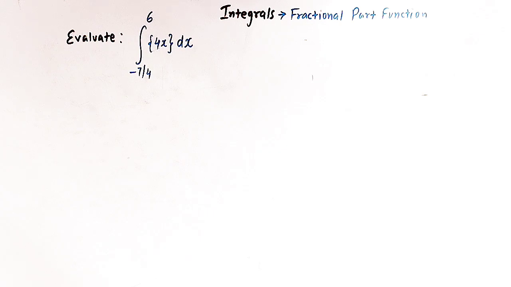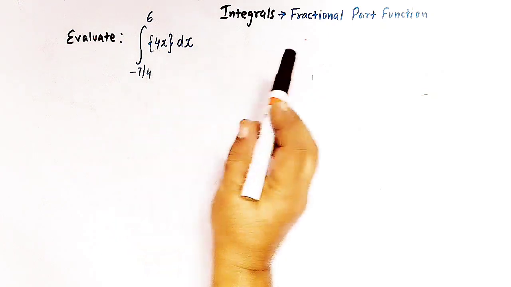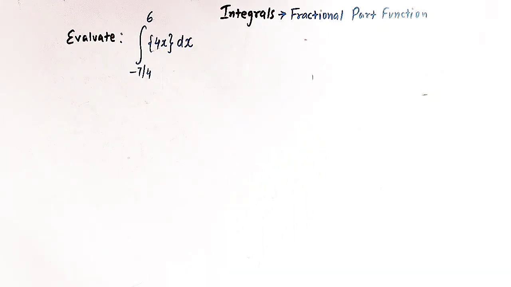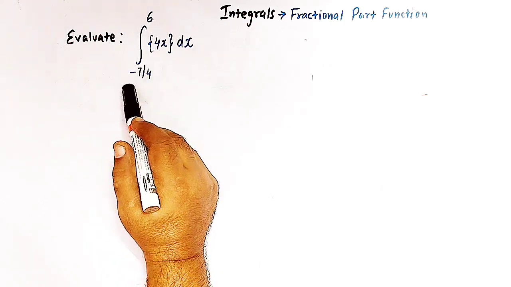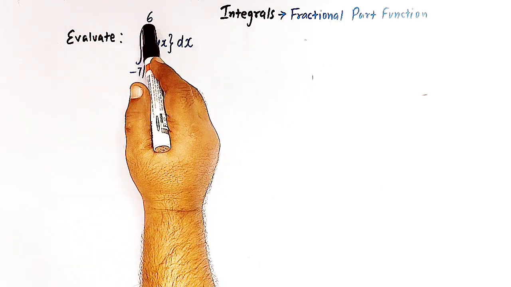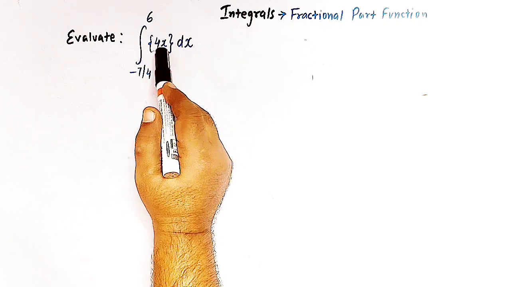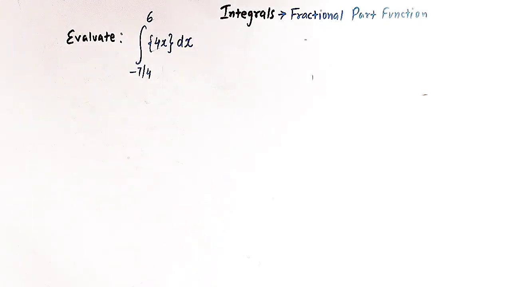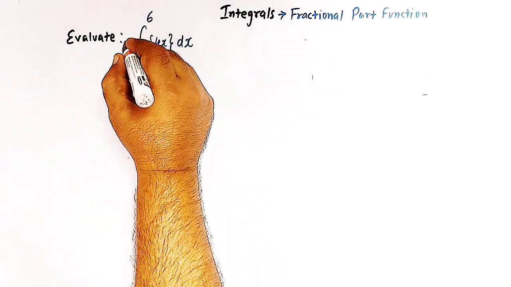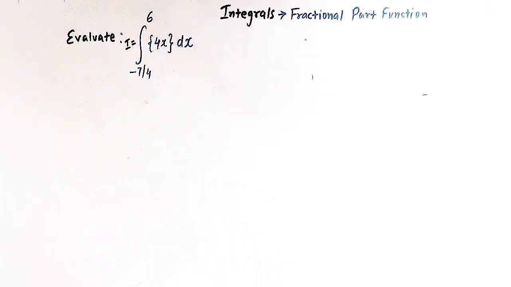Hello viewers, in today's session we are going to discuss another important and conceptual problem from definite integrals. And in this session we are going to discuss this integral involving the fractional part function. So we have to evaluate this integral in which the lower limit is minus 7 by 4 and the upper limit is 6, and the integrand is the fractional part of 4x, right? So here let us first call this integral as I, right?